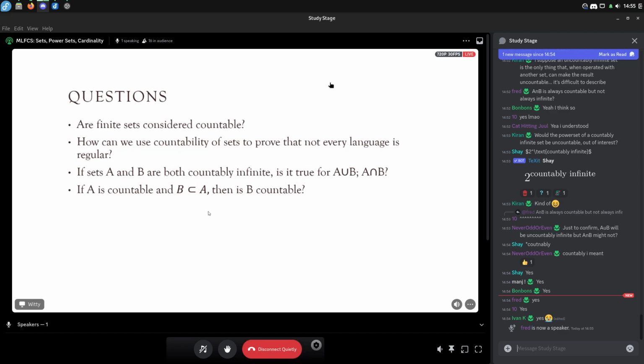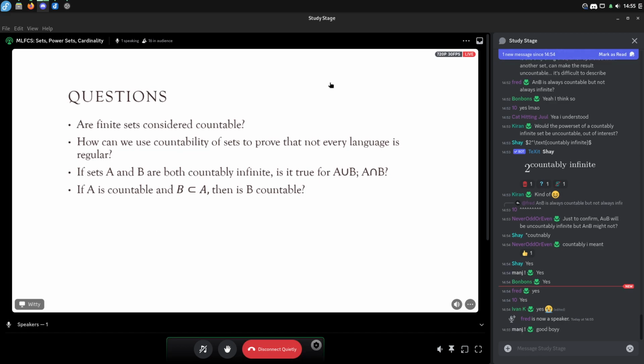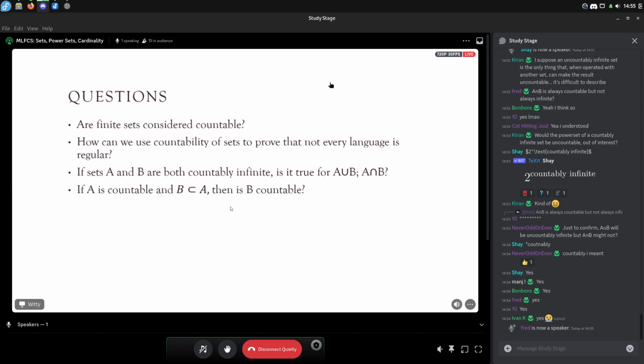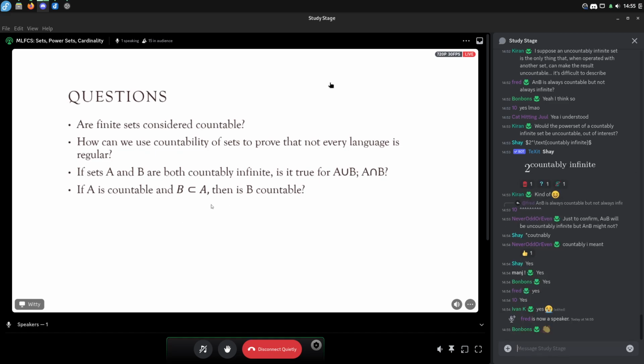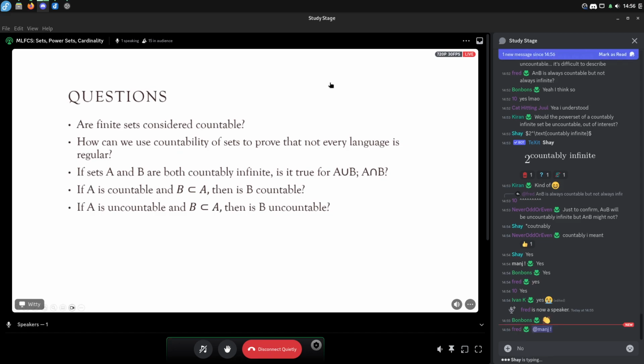Right. As Fred perfectly explained there, B as a subset would have to be at least the same size or smaller than A, so it cannot be bigger. And therefore, B would have to be countable. Now let's reverse this question. Good job, Fred. And let's ask, if A is uncountable and B is a subset of A, then is B also uncountable?